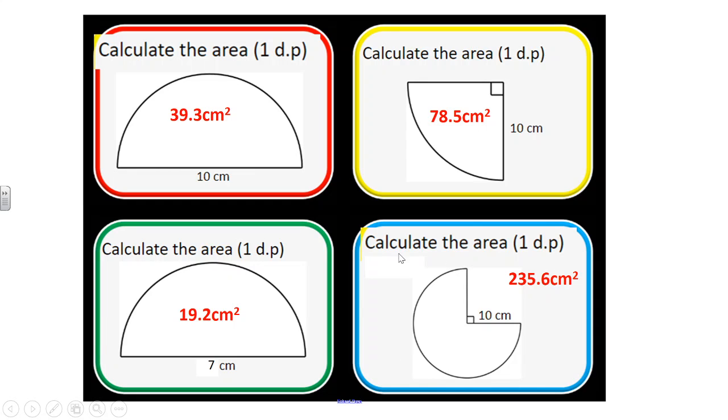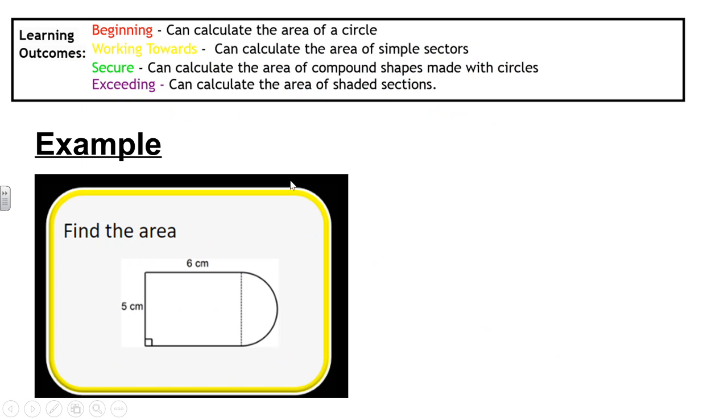And this last one, so we have 3/4. We'll start off with a full circle, which would be pi times 10 squared, and then because we need to do 3/4, we can divide it by 4 to get 1/4, and times the answer by 3 to get 3/4. And you should end up with 235.6 centimetres squared. However, you will have spotted that if this is 1/4, if you times the answer by 3, you would have had 3/4.